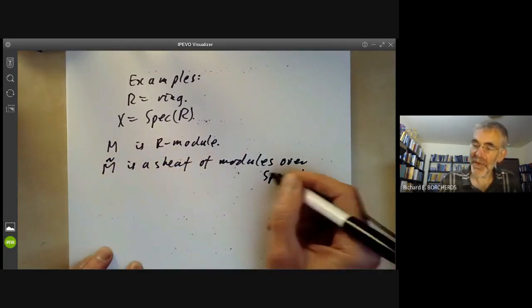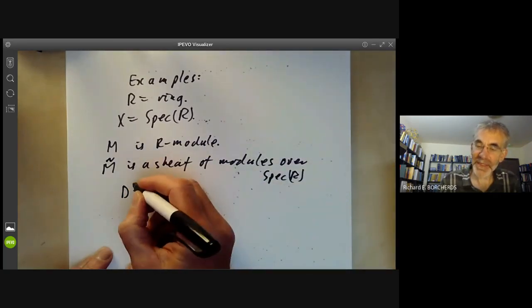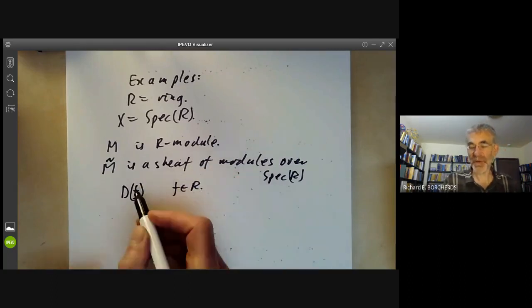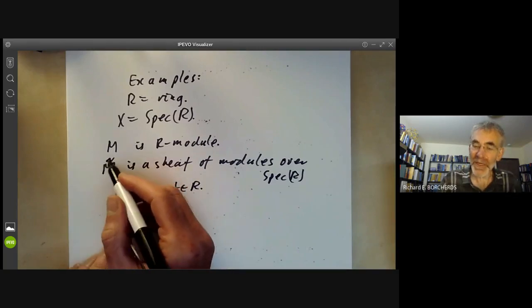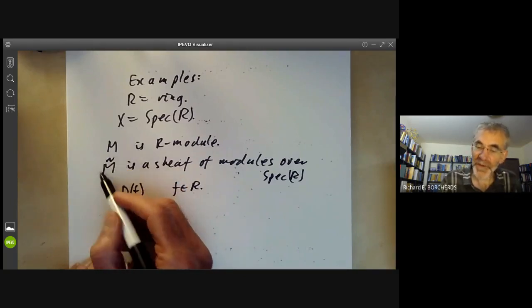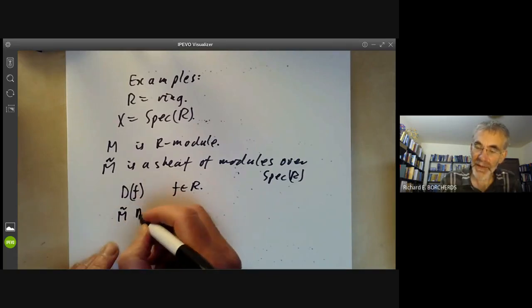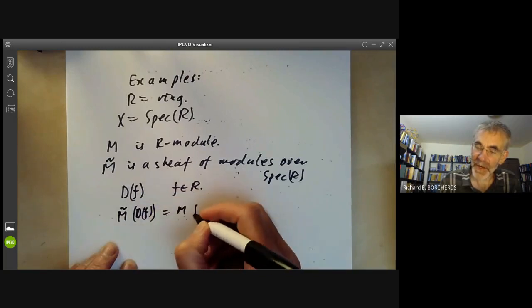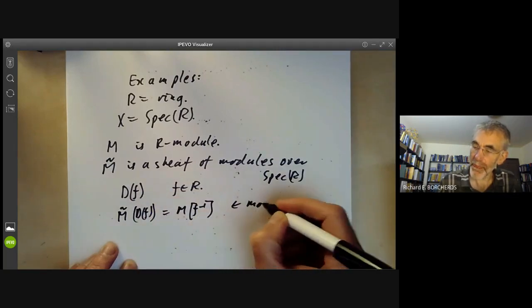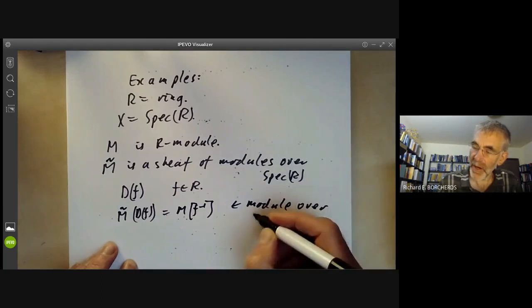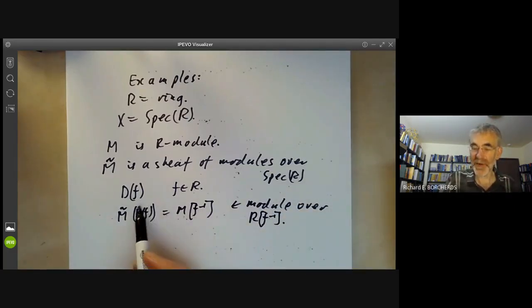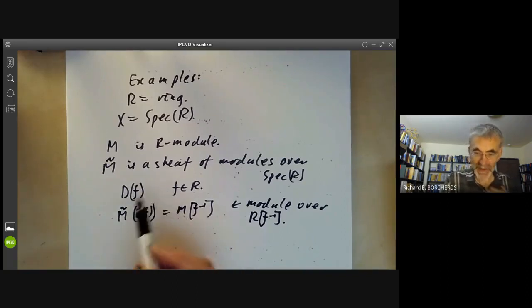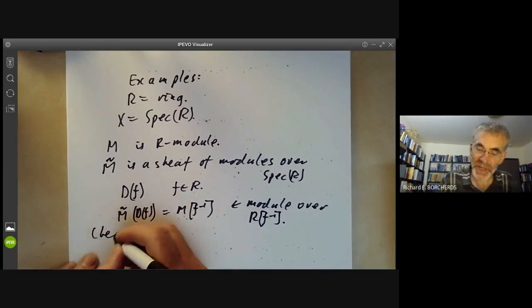So you remember the spectrum of R has all these open affine sets, D(f) for f in R, which can be thought of informally as the set of points where f doesn't vanish, or more precisely where f isn't contained in the prime ideal. So what we have to do is define what the sheaf is on each of these open sets. And we just set M twiddle of this open set to be M_f, which is a module over R_f. And as I said earlier, in order to define a sheaf, you only need to define it on this nice basis of open sets. So this is good enough to define it. And we can check this forms a sheaf.